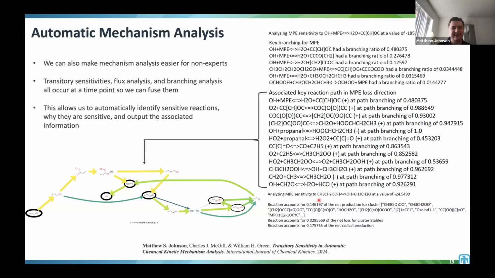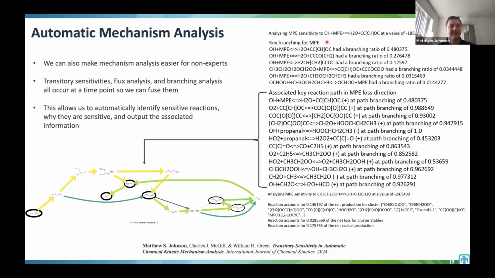It also lets us do some fancier stuff. Since we have these transitory sensitivities at a time point, and we have our rate of production and our flux diagrams at a time point, we can fuse these, which allows us to automatically identify these sensitive reactions. So we run transitory sensitivities, we find our sensitive reaction here, and then we can go and run our flux analysis. We can look at the branching for this species and this species.